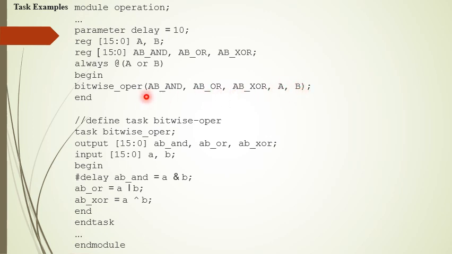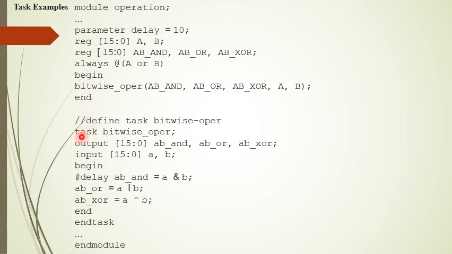B. Now this order is very important because in the task definition line we don't specify the arguments being passed here. It is to be declared in the same order in which you have mentioned in the task invocation line. So here I have first AB_AND, AB_OR, and AB_XOR, followed by the inputs A and B. And remember, all these are 16-bit values. So this ends the always block.